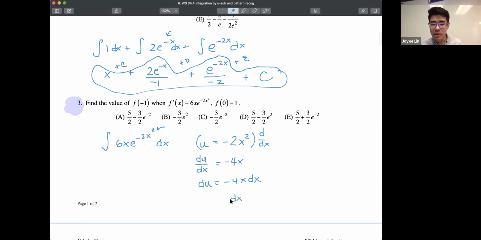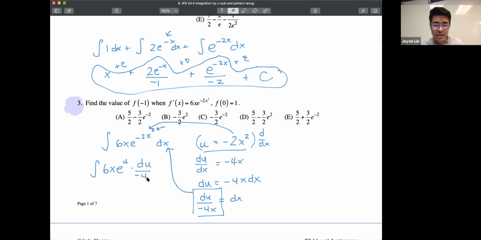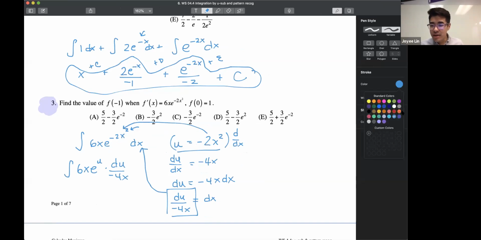And then move the negative 4x over. This is how I do it. Other people have other methods. So dx equals du divided by negative 4x. Now that I've isolated dx, I can go ahead and plug this du over negative 4x into there, and plug my u function in as well. So then the integral is the integral of 6x e to the u times du over negative 4x. I do that so that I can cancel out my x's, right? You know that you're doing something right if something cancels out.